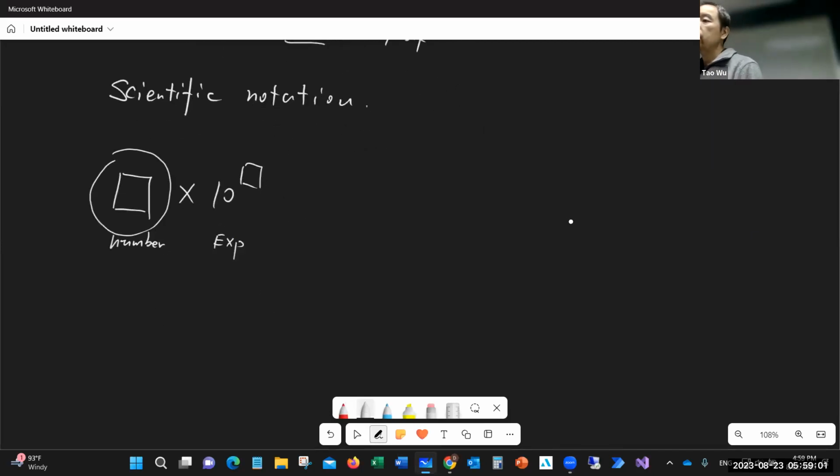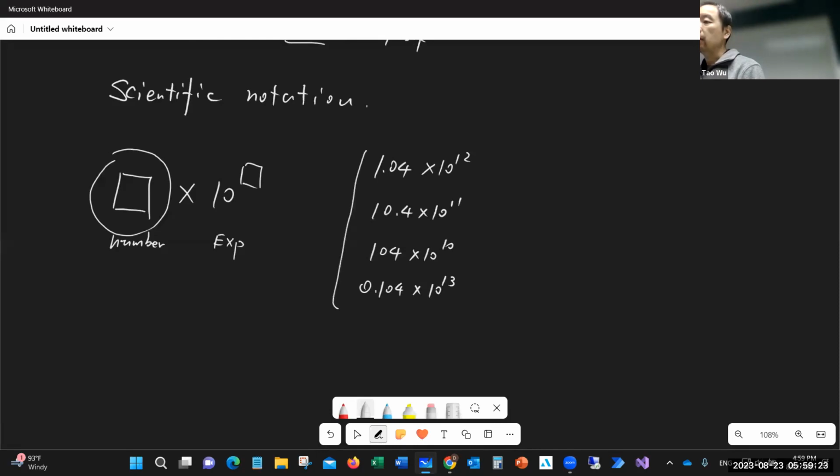But here I'm going to talk a little bit more about scientific notation. I'll give you one example. We have 1.04 times 10 to the 12. You can also write 10.4 times 10 to the 11th, or 104 times 10 to the 10th, or 0.104 times 10 to the 13th. Believe it or not, if you type all of those in the calculator, you should have the same value.